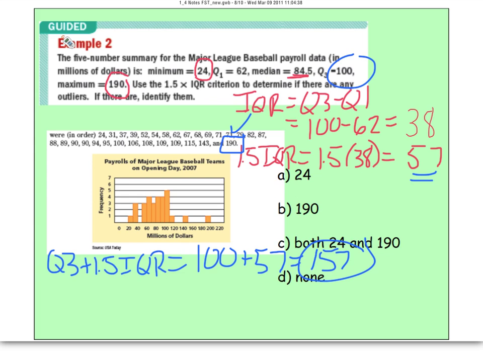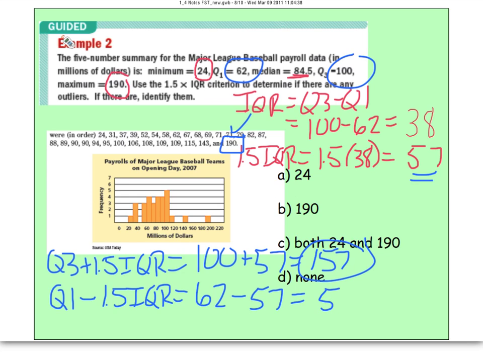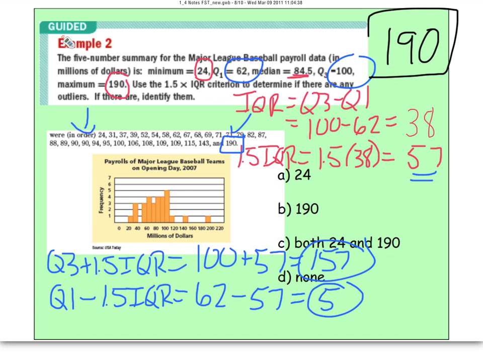Now, test the low end. It says take Q1 and subtract from it 1.5 times the IQR. Q1 in this case was 62. If we take 62 minus the 57, that's going to give us 5. So any team that makes below $5 million is an outlier. There is nobody making below that, so there is not one. So the only outlier in this data set is the team that makes $190 million.